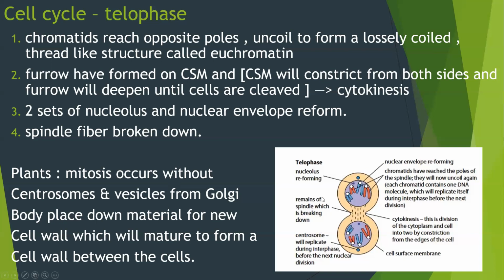Okay, so let's look at this picture here. The nucleolus is reforming. The nuclear envelope is also reforming. Centrosomes are at opposite poles, so one will go to each. Spindle fibers are being broken down here, and cytokinesis will follow this. This is where the cytoplasm will constrict from both sides until the furrows deepen, and then it'll be cleaved. This also shows that the chromatids, which have reached the opposite poles, will uncoil. All right, so that's the end of mitosis.